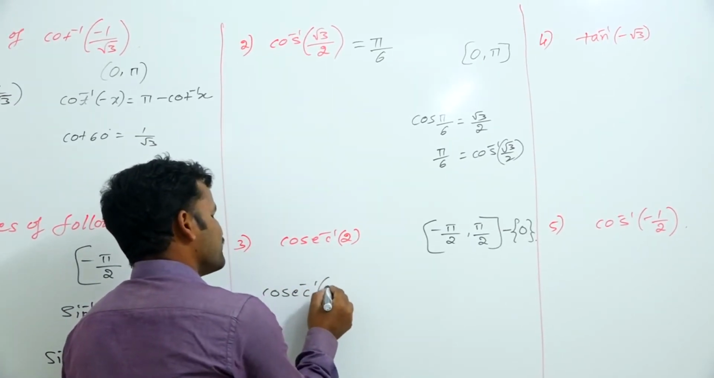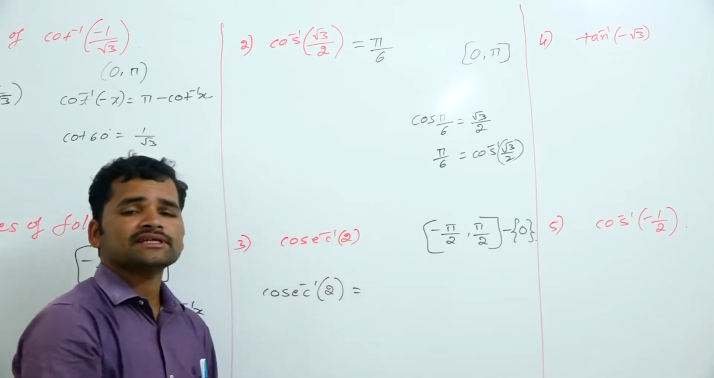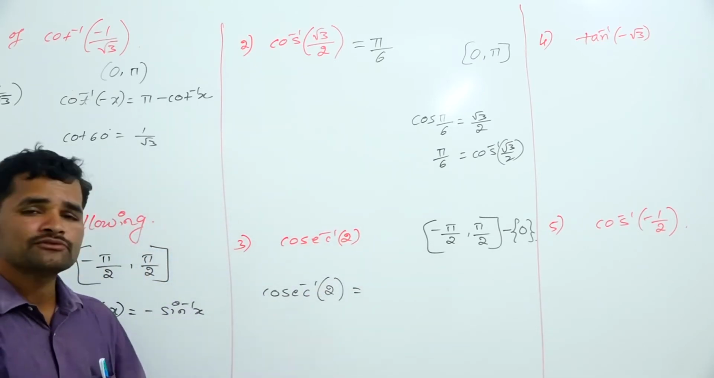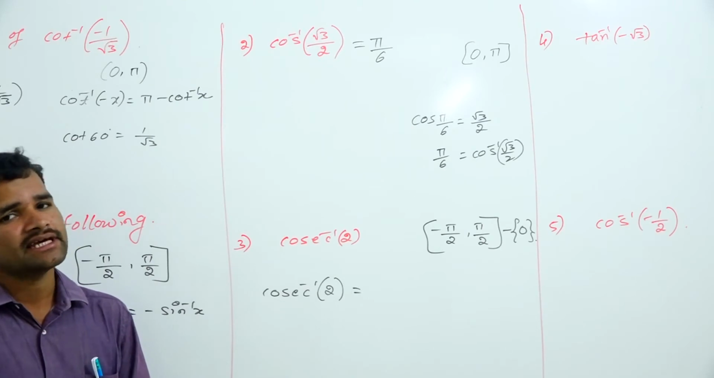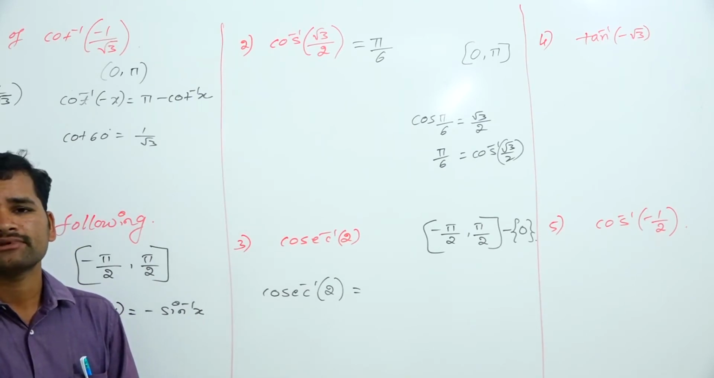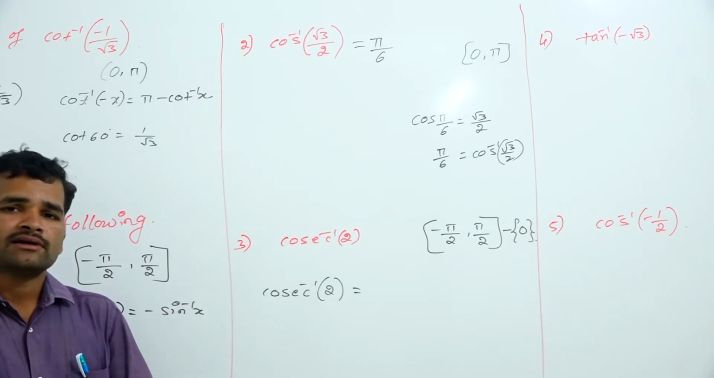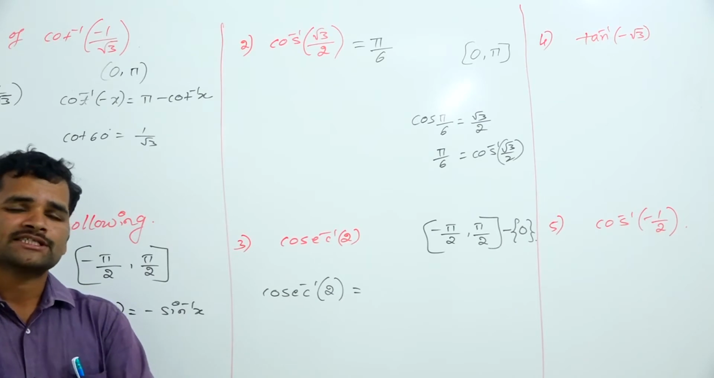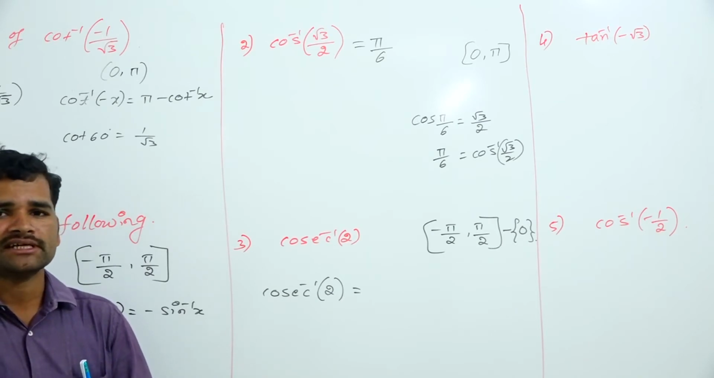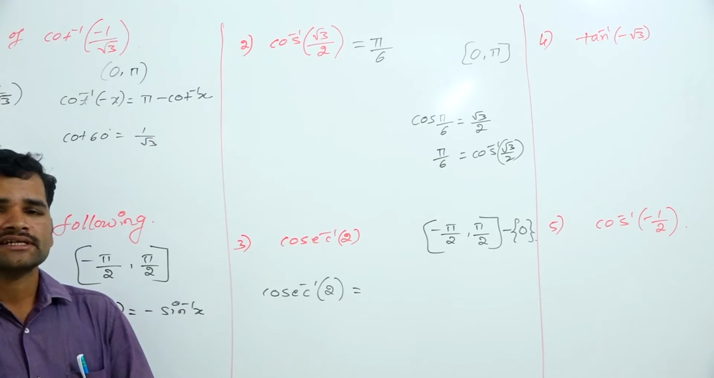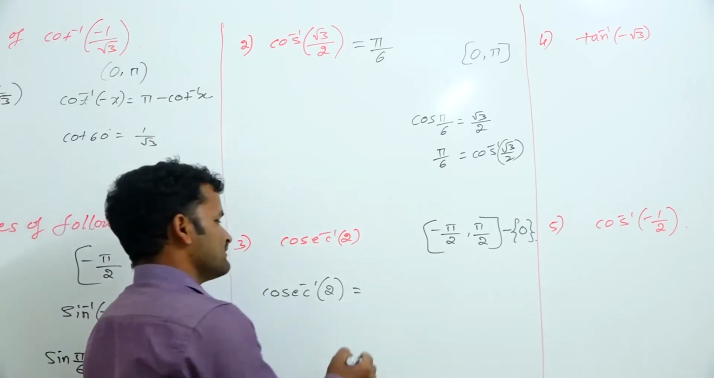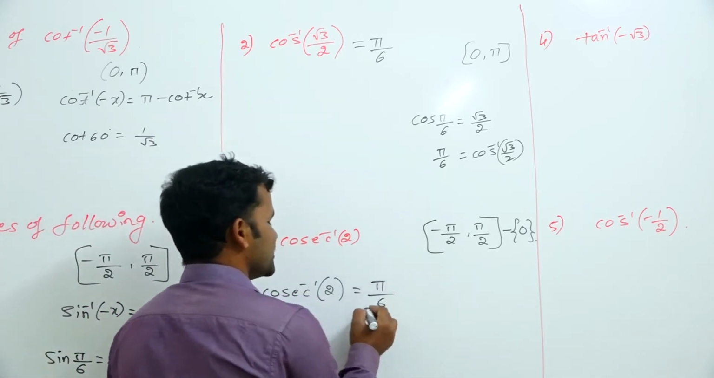Cosecant inverse of 2. Cosecant of which angle gives us 2? For us, that is 30 degree again. Sin 30 degree we know, that is 1 by 2. Cosec 30 will be the reciprocal of that, 2. So cosecant inverse of 2 is 30 degree. Very simple. 30 degree means pi by 6.